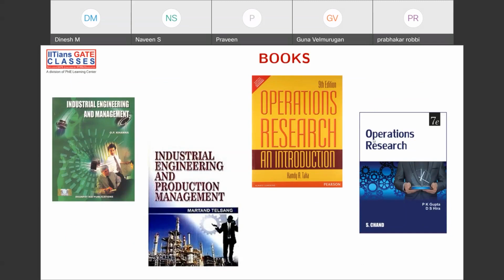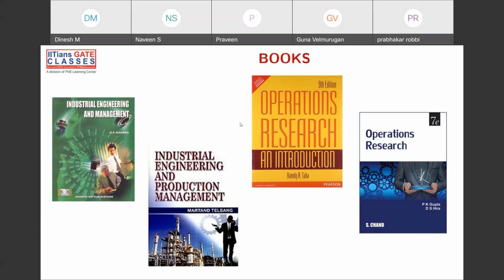These are the good books. I didn't read the book Industrial Engineering and Production Management, but the other 3 books I have referred: P.K. Gupta, Taha, and Khanna. I've referred these 3 books, but this one I haven't referred. But people suggested to me that this is also one of the good books. That's the reason why I have put it in the references here.